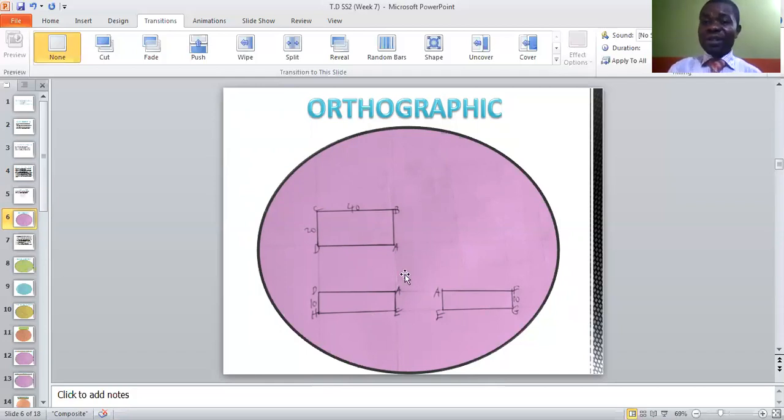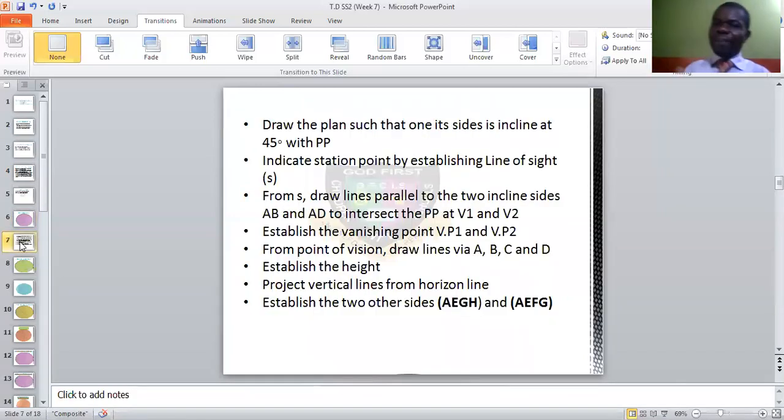What angle of projection is this? It is third angle projection. Let us look at how it is being drawn. We want to represent these things now in 2-point perspective drawing. That is what we want to do. These are the steps. You draw the plan so that one of its sides is inclined at 45 degrees with the picture plane.